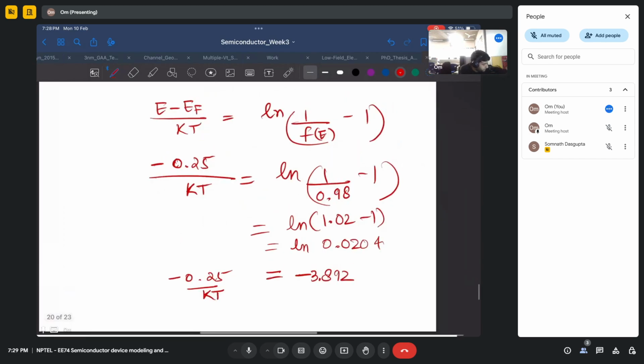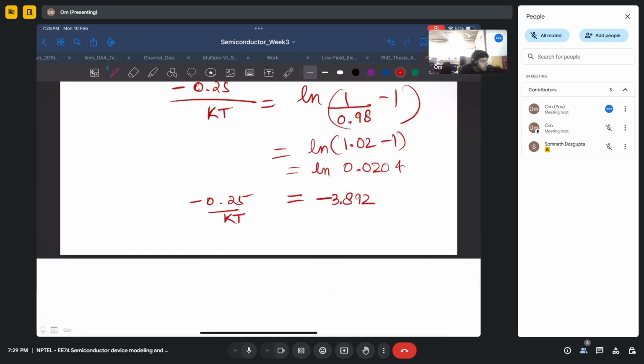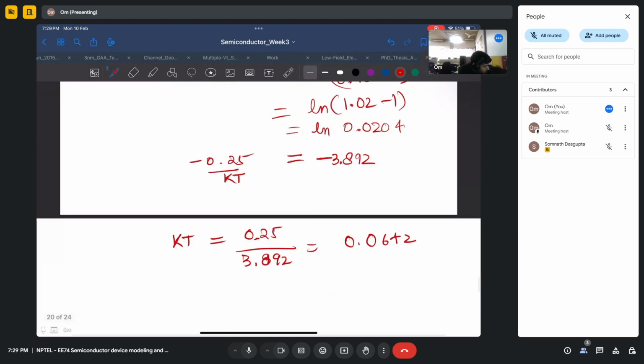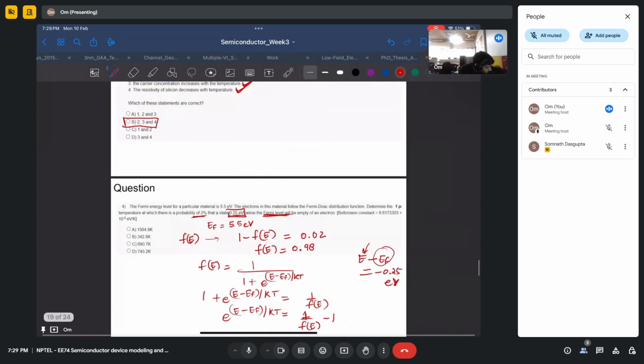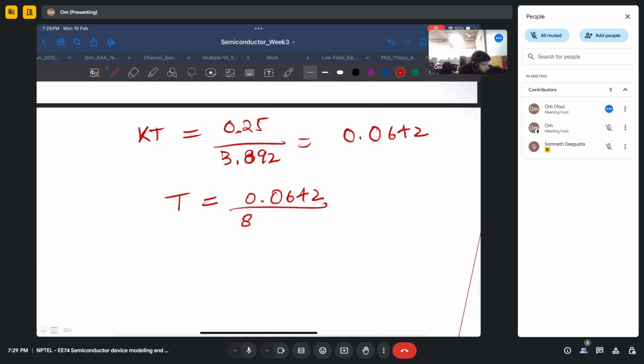So we have to find kT. kT will be 0.25 upon 3.892, which is 0.0642, and T will be 0.0642 upon k, which is given as 8.61733 into 10 to the power minus 5 electron volt per Kelvin. If you solve this, it comes out to be 745.2 Kelvin.